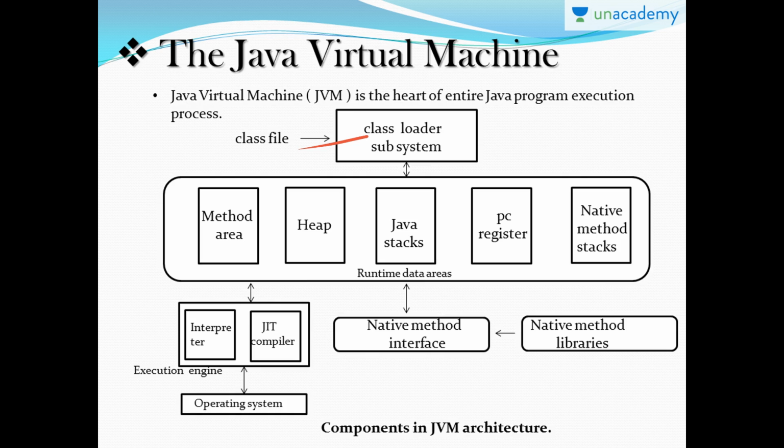In JVM, memory allocation happens in these 5 runtime data areas. You can allocate memory in the method area, heap, stack, PC registers or native method stacks. The method area is a place which stores the class code, where code can be of variables or anything. The heap area is where objects are created.